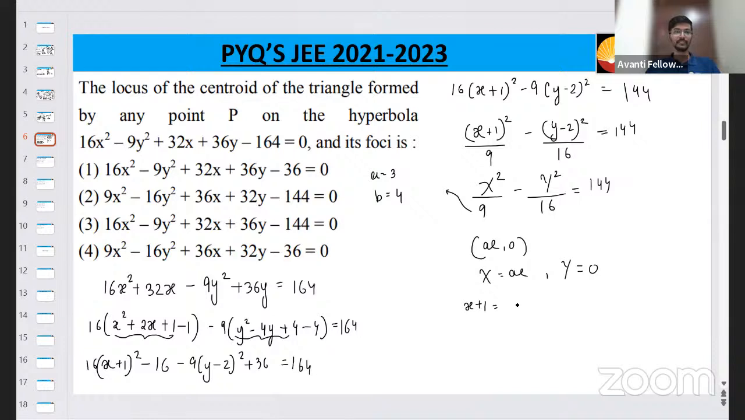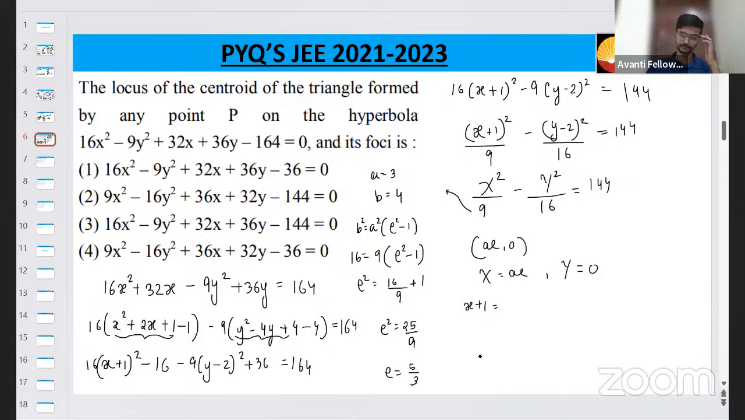So we are not given its eccentricity. Okay, so we have to find its eccentricity. How to find its eccentricity? What is the formula? B square equals to A square into E square minus 1. So 16 is equals to 9 into E square minus 1. I think E square will be equal to 16 upon 9 plus 1. So E square will be equal to 25 upon 9. That means E is 5 by 3.